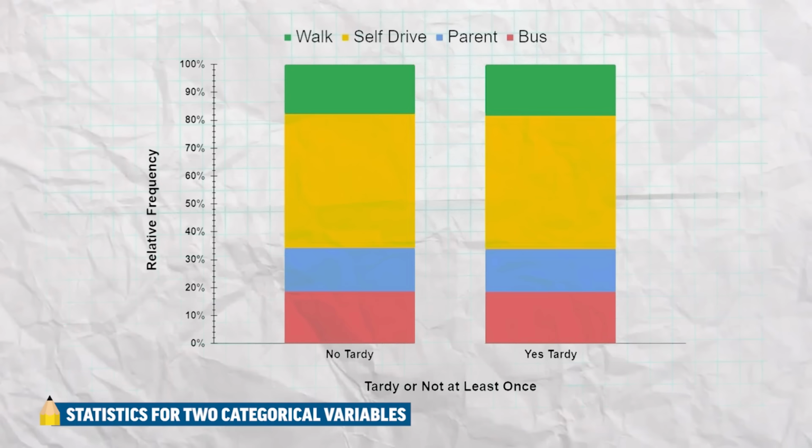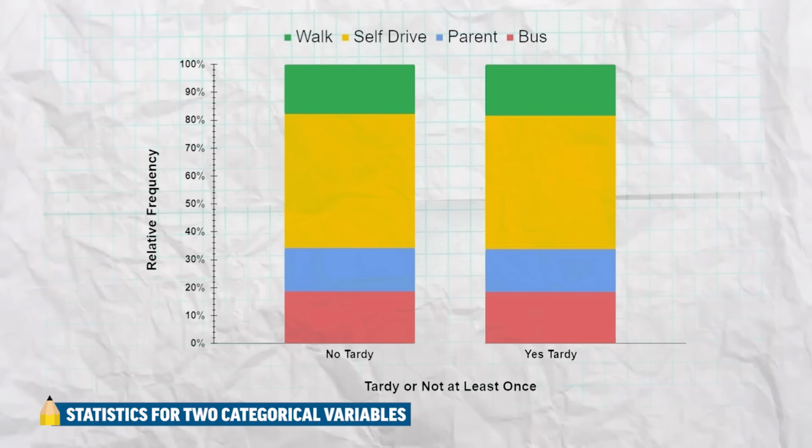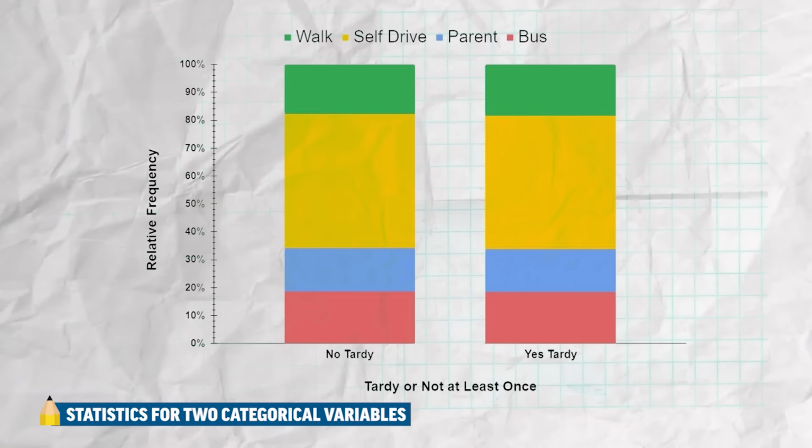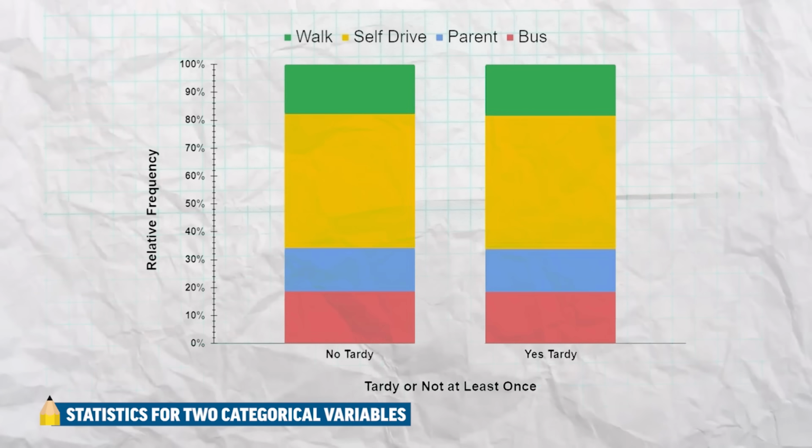We could also switch that around and now have each bar representing the proportion of kids that are tardy and the kids that are not tardy.